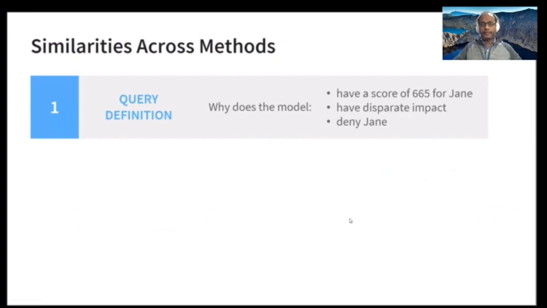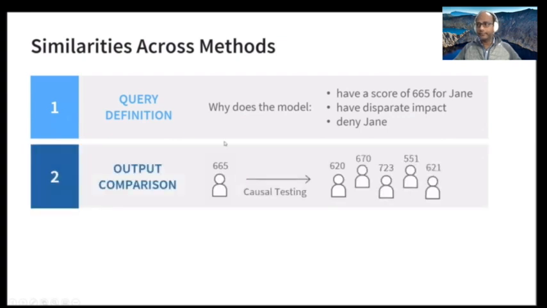The first step is to define what queries or what questions about the model we are trying to answer. We can answer questions such as, why does the model have a score of 665 for Jane? Or why does it have disparate impact? Or why did the model deny Jane? So, specific questions involving individual predictions as well as aggregate model behavior.